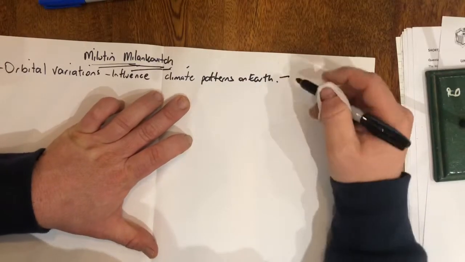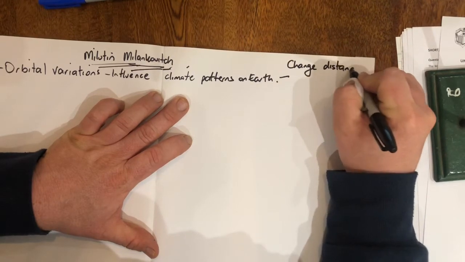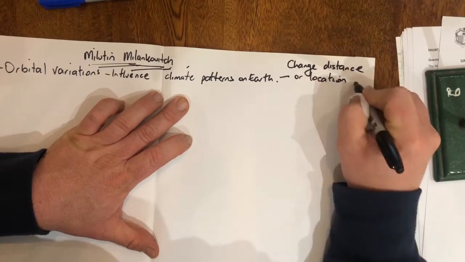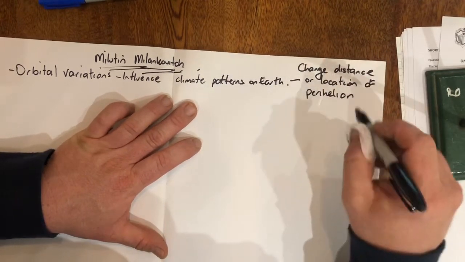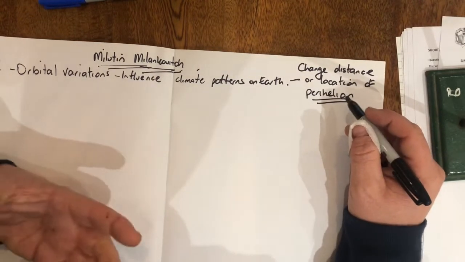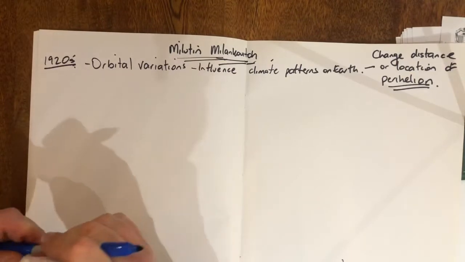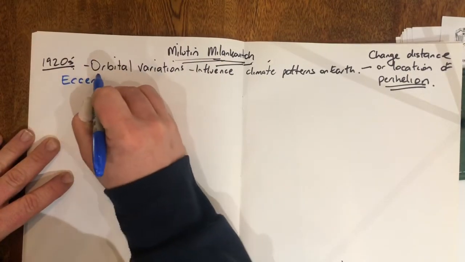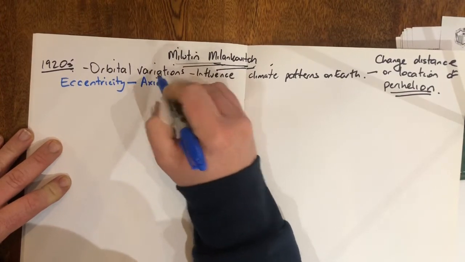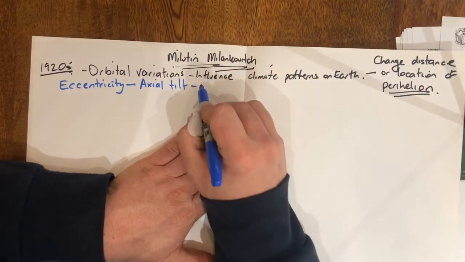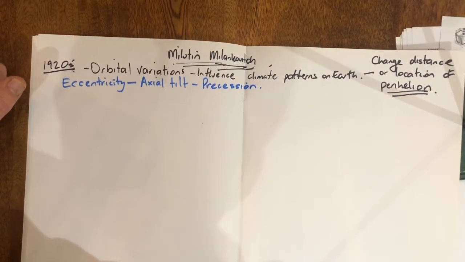And if you think about it, it makes sense. If you change the distance or location of the perihelion, the point on the Earth that's closest to the sun, then you're going to change the climate. The variations that he thought were the eccentricity, the axial tilt, and the precession. So let's look at all of those.